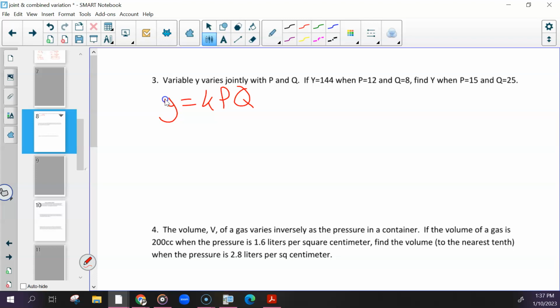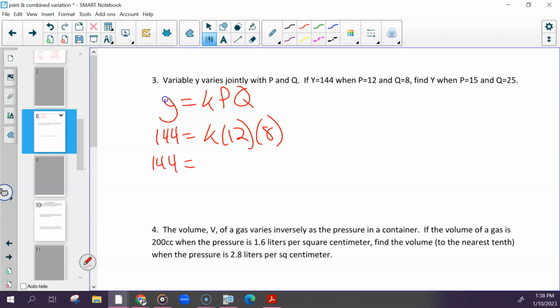Now that we have our equation, all the numbers that are given first, we're going to put all of those in. So y is 144. We don't know our k. P is 12. Q is 8. Then you're going to multiply 12 and 8 and start solving for k. So we would get 96, divide both sides by 96. What is your k value?